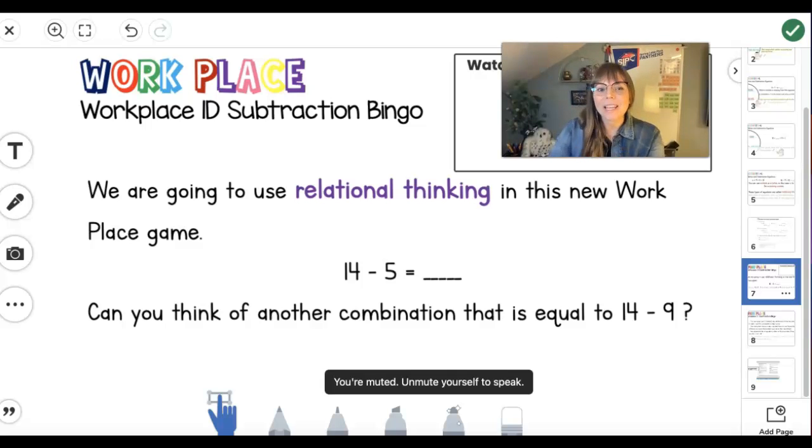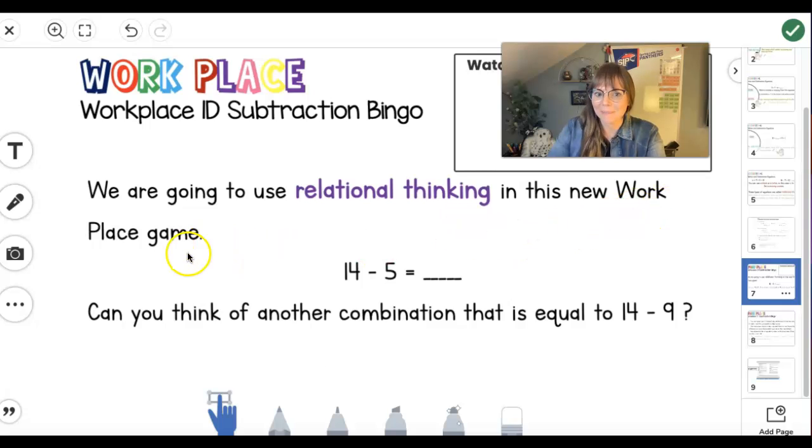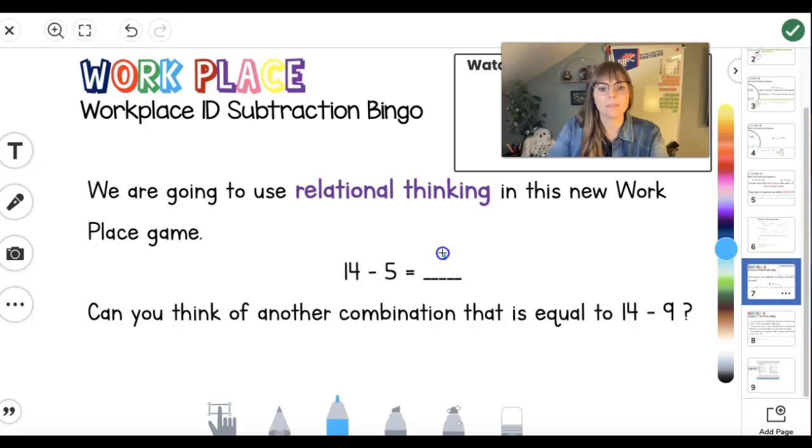Hi students, we are going to use relational thinking in this new workplace game. First, let's look at this equation. 14 minus 5 equals... Well, I know that 14 minus 4 equals 10, so if we take away one more, that equals 9. Easy peasy, right? Here we go. Can you think of another combination that is equal to 14 minus 9?